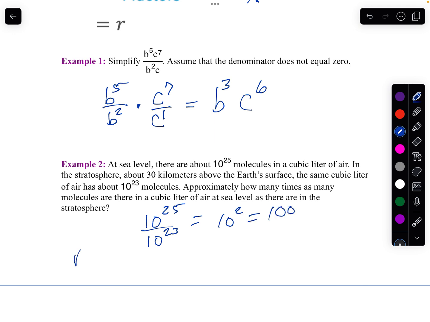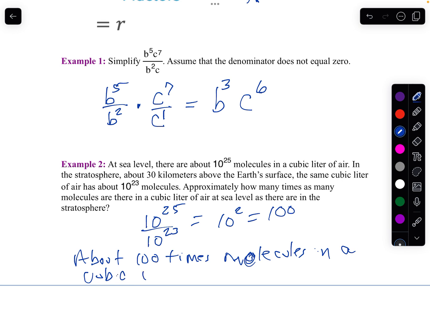So we'd say there are about 100 times more molecules in a cubic liter at sea level compared to the stratosphere.